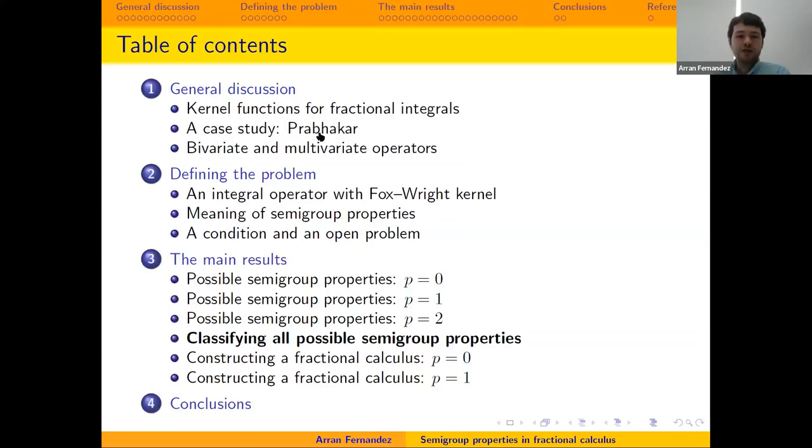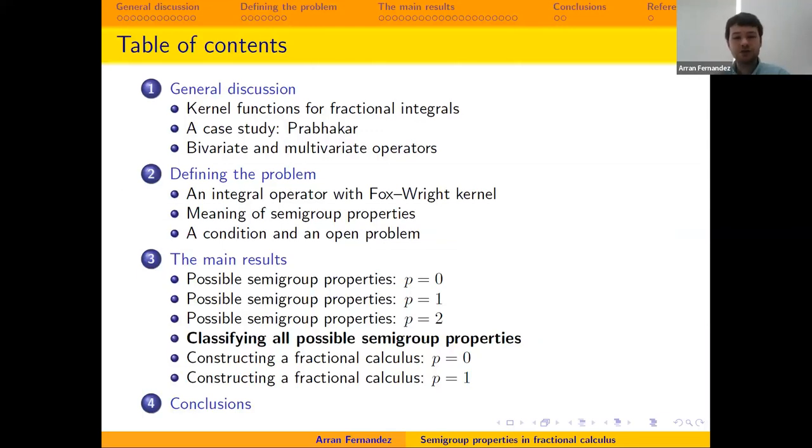Then I will focus on a particular type of fractional calculus called Prabhakar, which will make a useful case study. Also more general types of operators, including bivariate and multivariate. Then in the second part, we will set up the main problem to be solved. We'll define an integral operator with a general kernel function, the Fox-Wright function. We will discuss what semigroup properties actually mean for this operator.